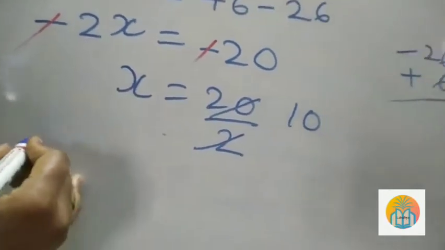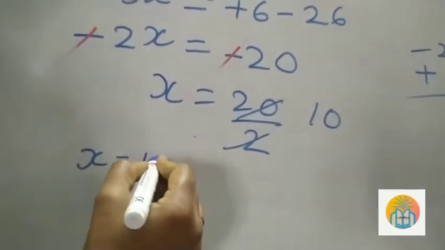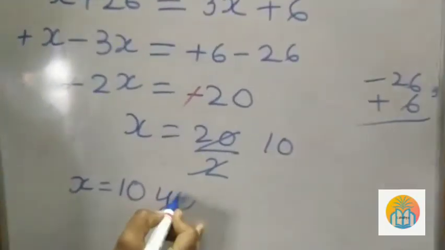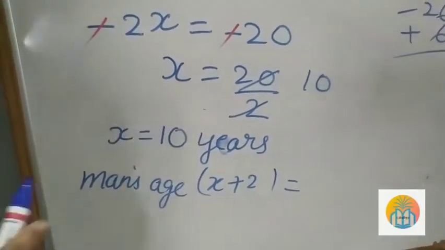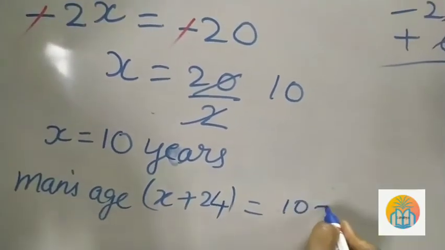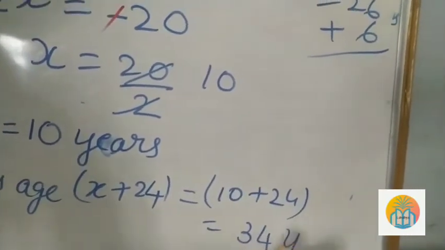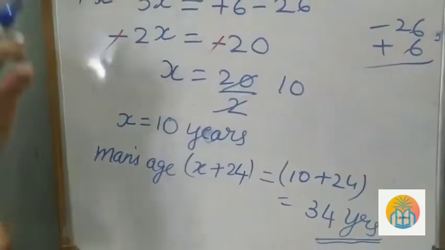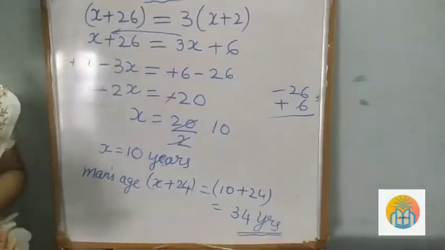In the beginning of the problem, we assumed the son's age is equal to x. So x is the son's age, that is 10 years. The present age of the man is x plus 24. So x is 10, so it becomes 10 plus 24 is equal to 34 years. So this is the application level of solving linear equations, which is very important in our daily life also.